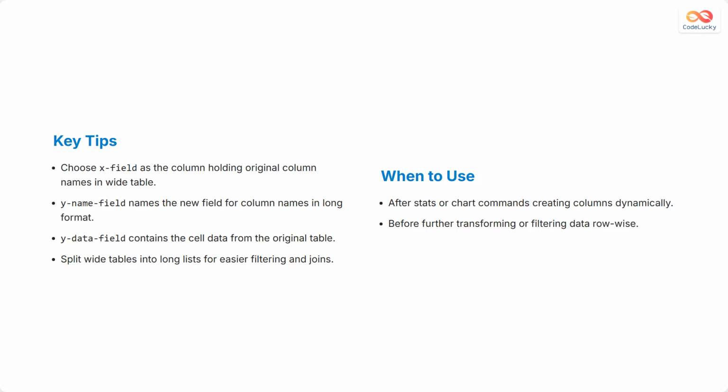The untable command is most effective after commands like stats or chart create dynamic columns, and before further filtering or transforming the data on a row level.